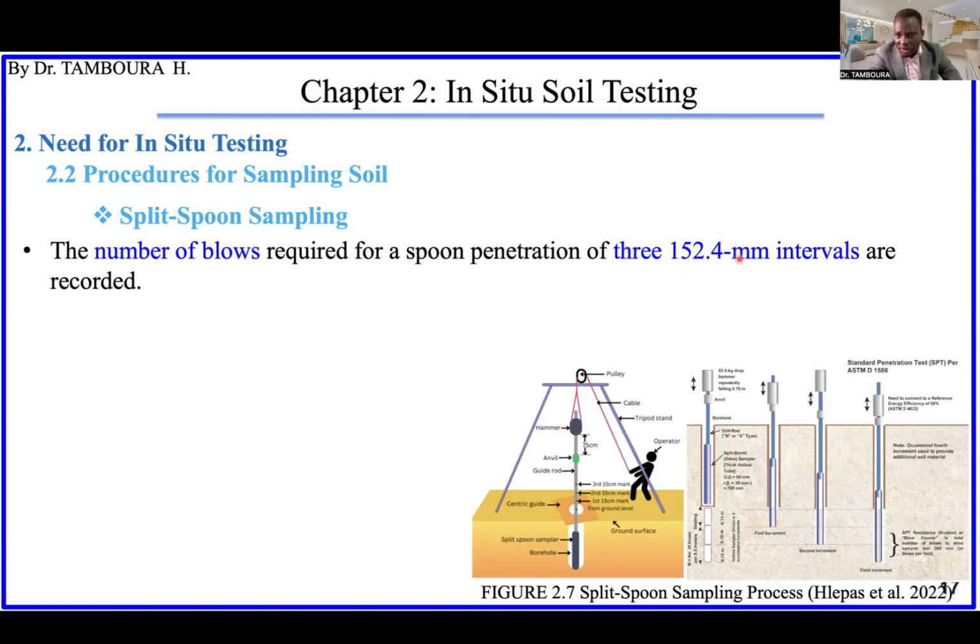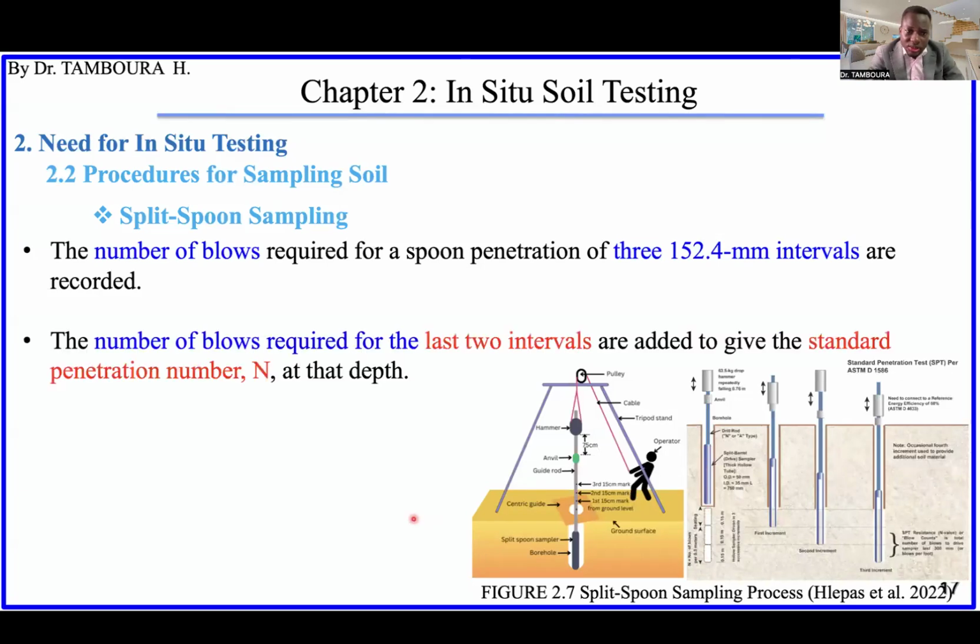152.4 millimeters when we convert it from inches to millimeters. Or some people just easily say 15 centimeters. 3 times 15 centimeters interval. You have to count how many blows. As you can see here, 1, 2, 3, 15 centimeters, or 0.15 meters, 3 times. So you have to count how many times you dropped the hammer, and then the number of blows that were required for the last 2 intervals, these 2, 1 and 2.